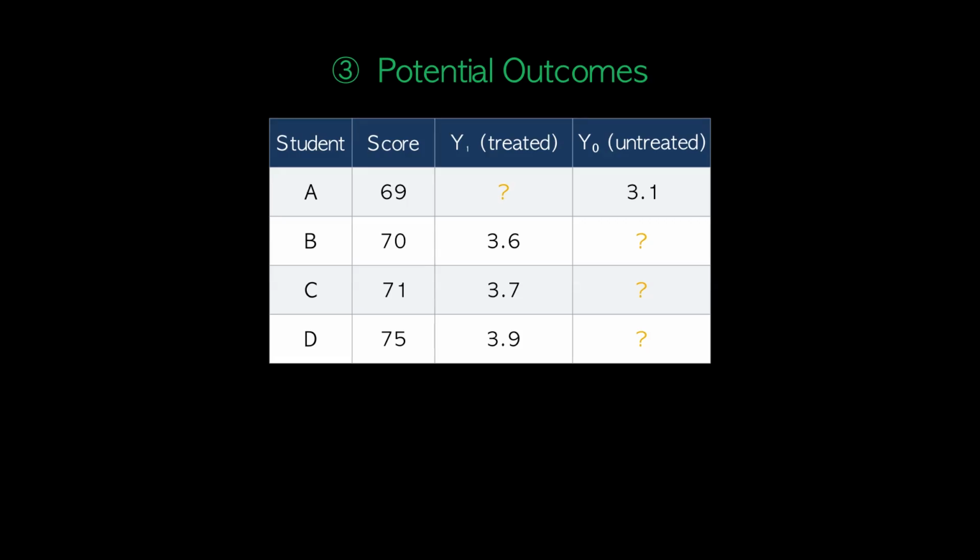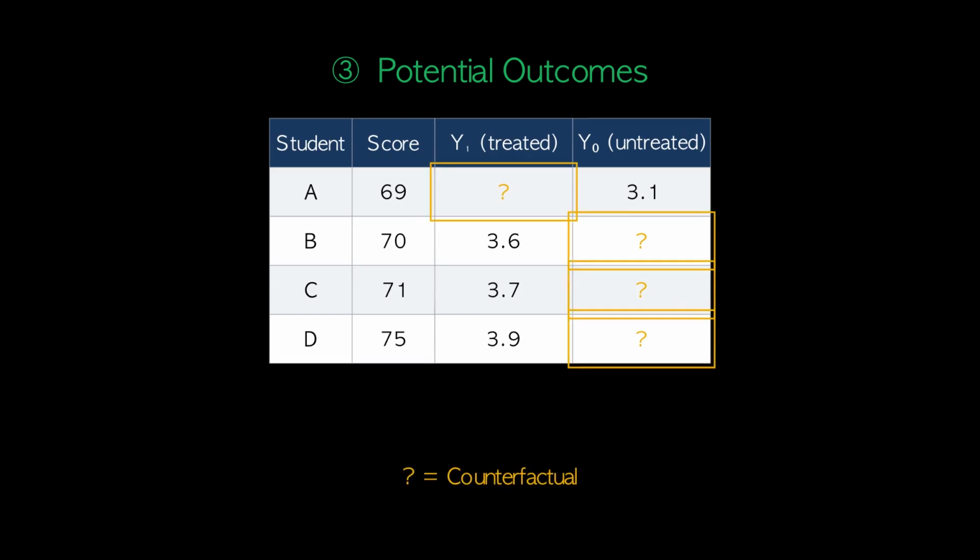We can never observe both outcomes for the same student. A student who received the scholarship reveals only Y1. One who didn't reveals only Y0. The cells marked with a question mark are the counterfactuals.